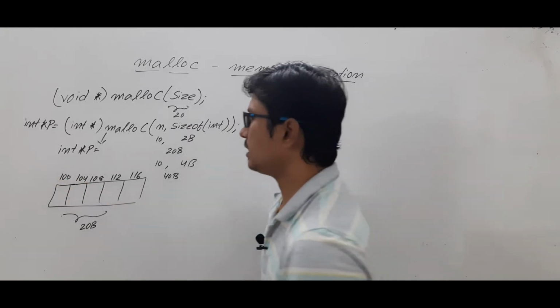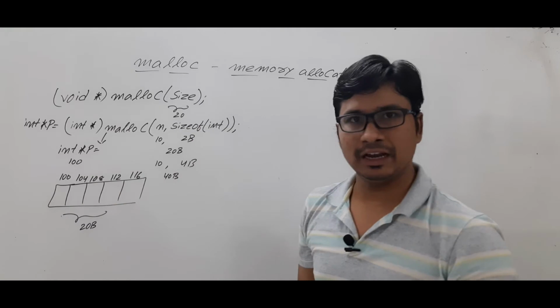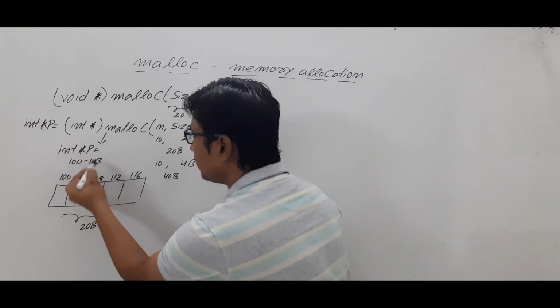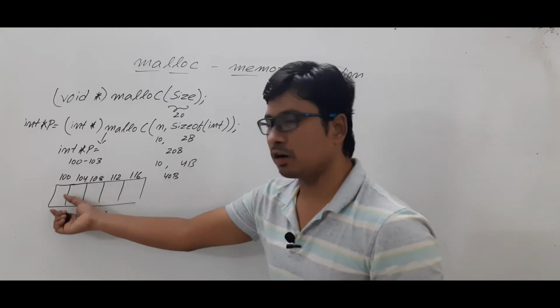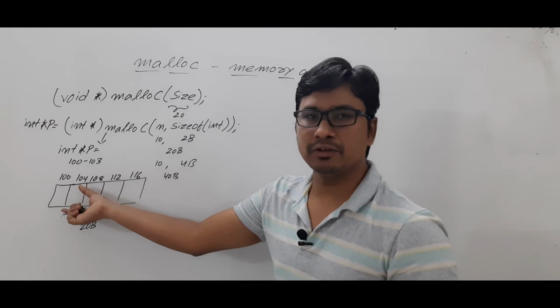The reason I am saying 100 to 104 is that one integer variable will occupy 4 bytes. So from the 100th byte to the 103rd byte, the first element will be occupied. From 104 to 107, the second element will be stored.